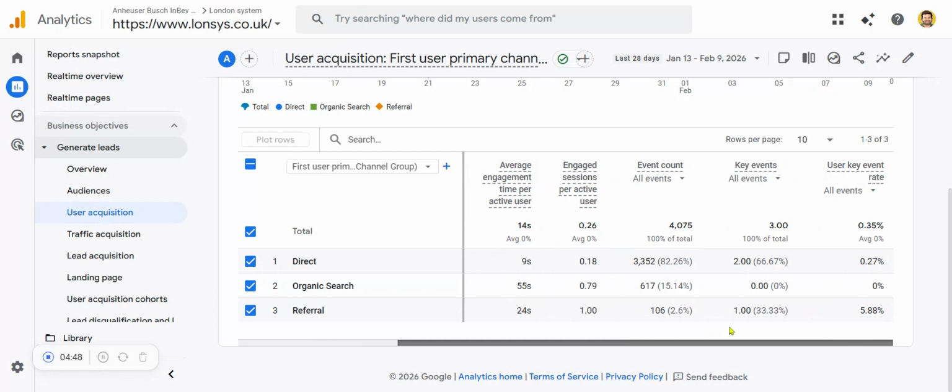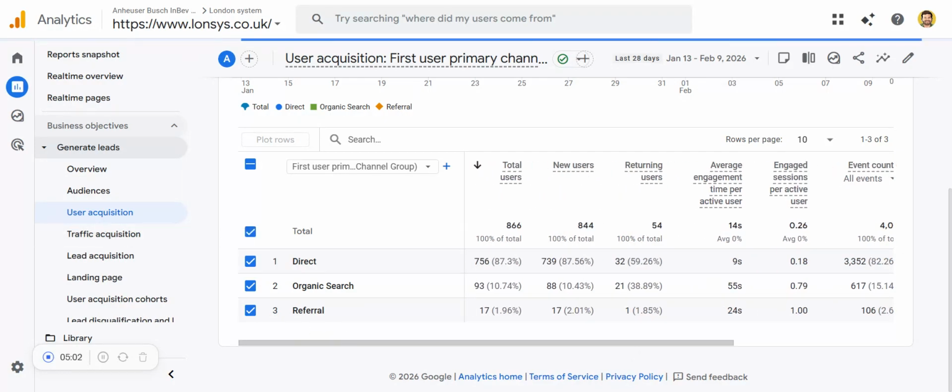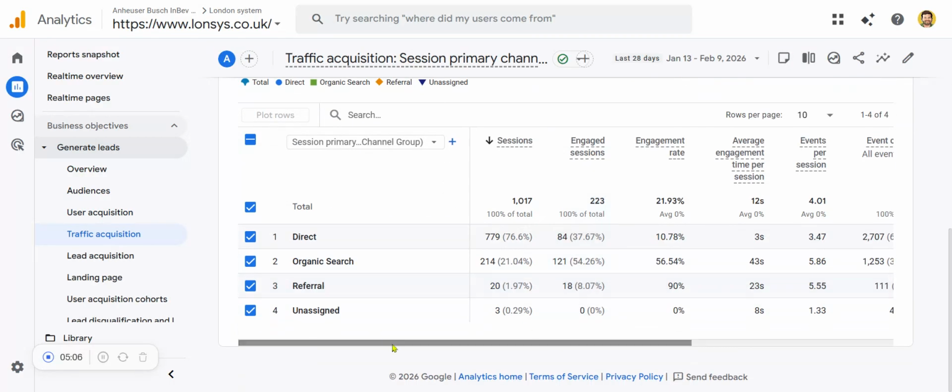Then another key thing here is the events, or the rate at which the events happen. That's another indicator that your website is doing well in terms of engagement. Then you can also look at traffic acquisition, and you can look at the same numbers for the traffic, the amount of traffic. Then the amount of engaged sessions from the total sessions is a key attribute.